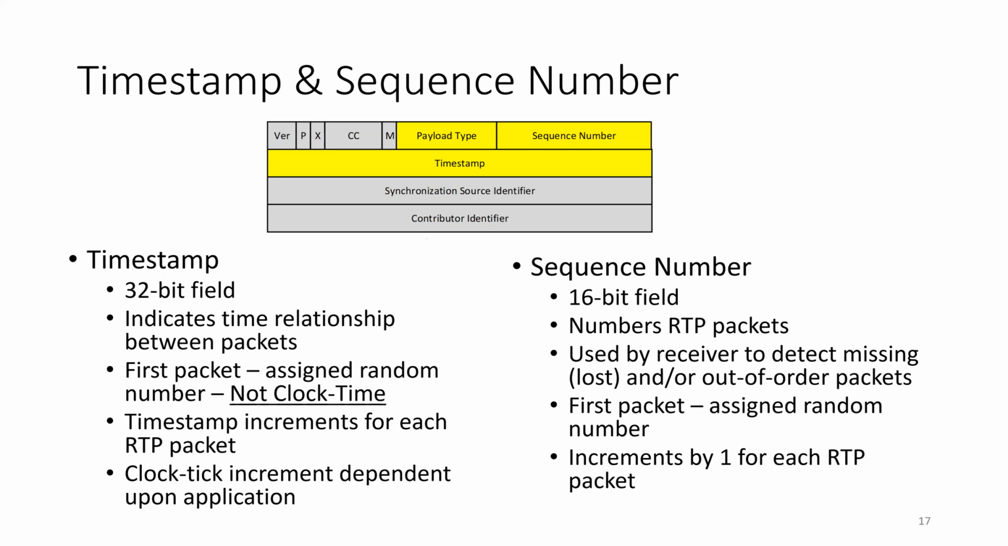The sequence number is a 16-bit field that simply numbers the RTP packets. It is used by the receiver to, one, detect a missing packet and/or realize that packets have been received out of order. The very first packet of an RTP session that is sent is assigned, once again, a random number. However, in the case of the sequence number, each RTP packet is simply incremented by 1.